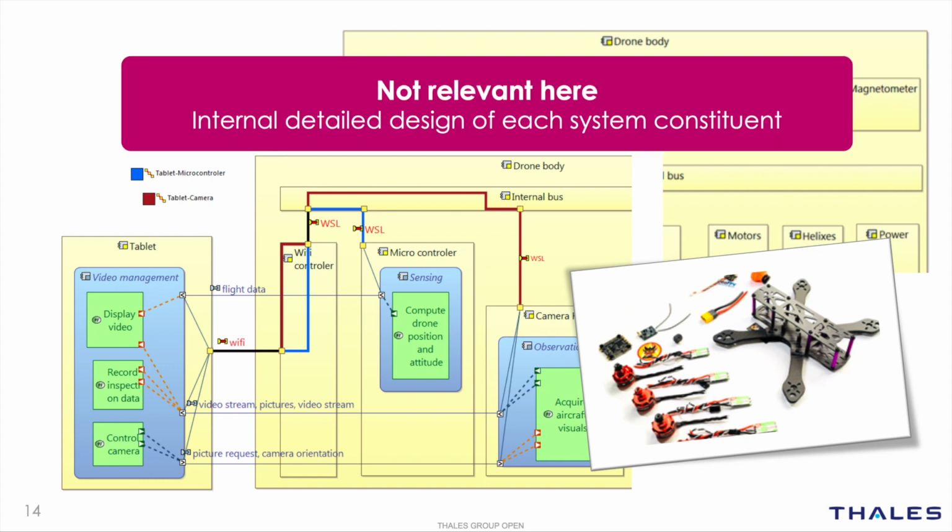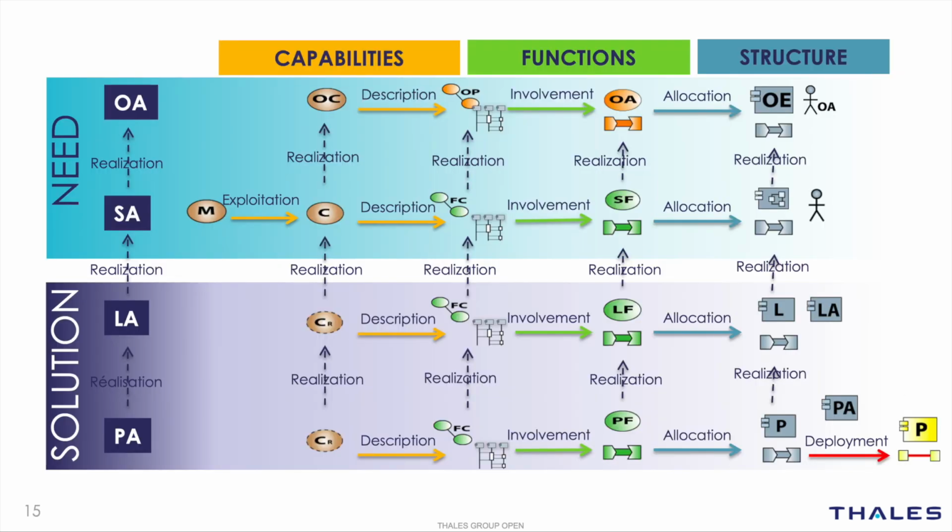What is not relevant here is the internal detailed design of each system constituent. This will be the topic of downstream engineering models that can be automatically produced by Capella. To summarize, Arcadia exploits the same concepts in all perspectives. Capabilities are described by functional chains and scenarios involving functions allocated to structural elements. The engineering objectives of each Arcadia perspective are just different.